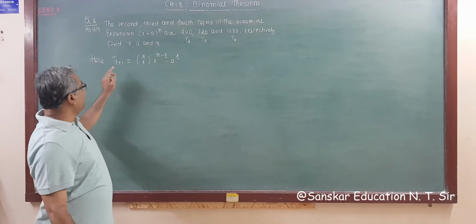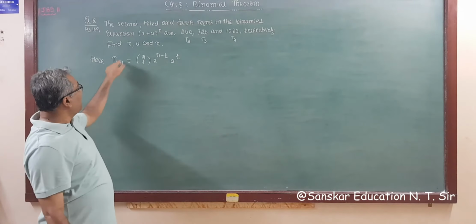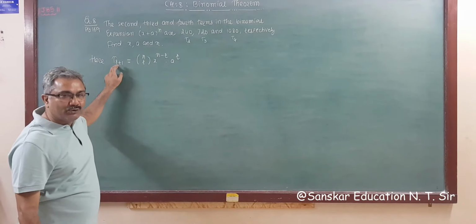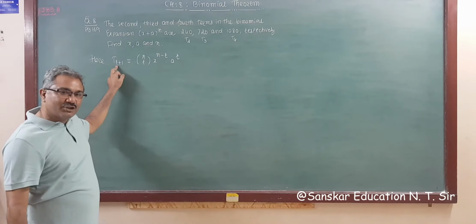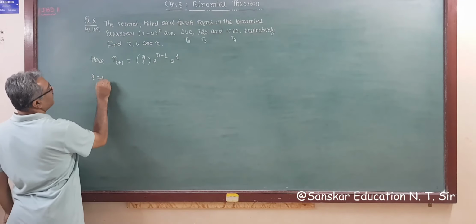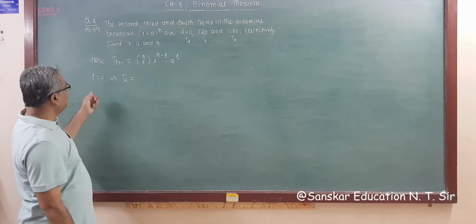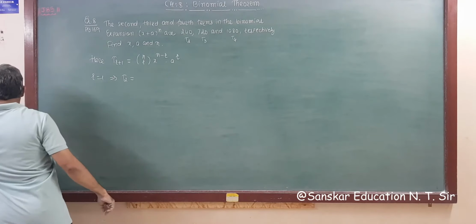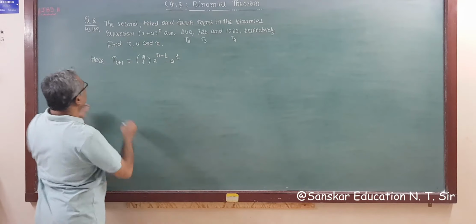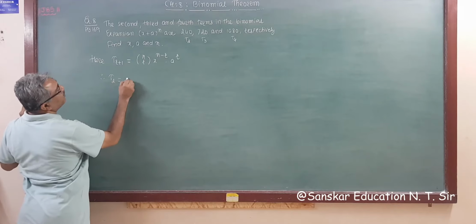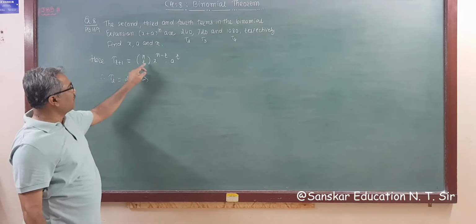Now second term. For second term we need T2. So how we get T2 here? If we substitute r equal to 1, plus 1 is 2. So r is equal to 1. This implies T2 is equal to, right? So it is given for r equal to 1, or if you don't want to write this, then simple, given T2 is equal to 240, right? So T2 is equal to 240. So this implies T2, taking r equal to 1, what we get?